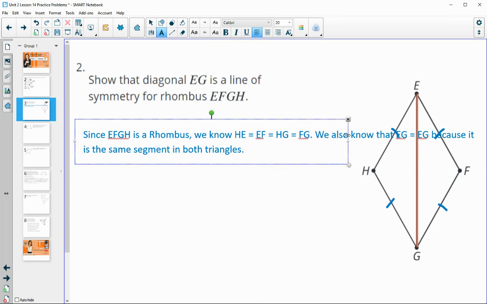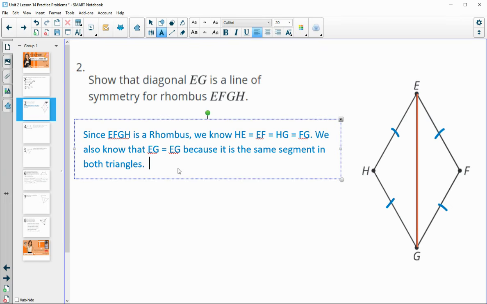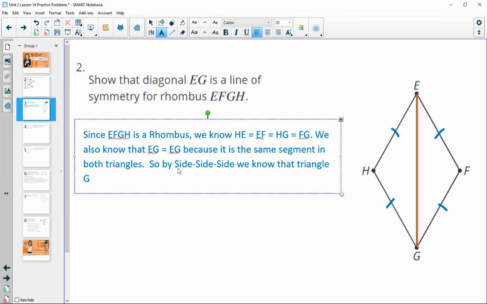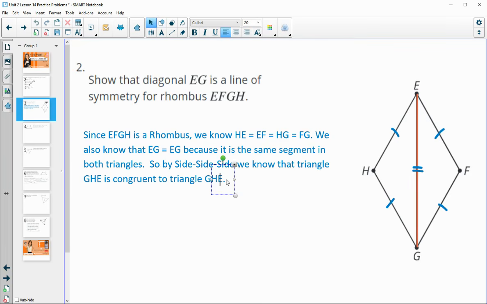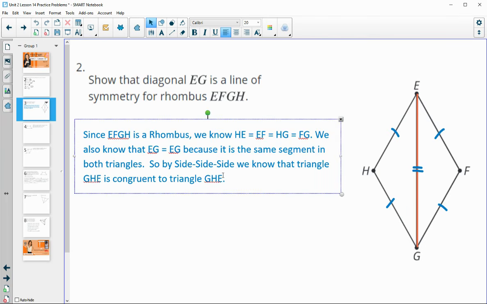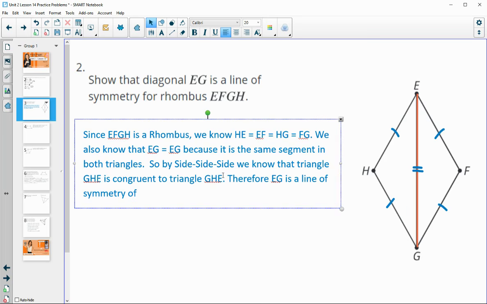Then that gives us that the two triangles are the same. So then by side, side, side, we know that triangle GHE is congruent to triangle GFE. And we can mark that middle segment as congruent on there. And therefore, EG is a line of symmetry of EFGH.